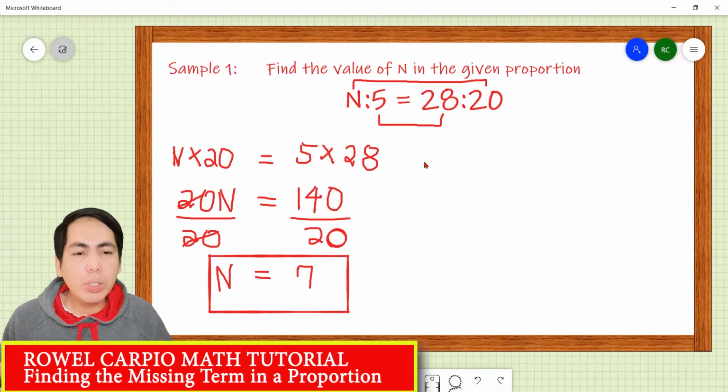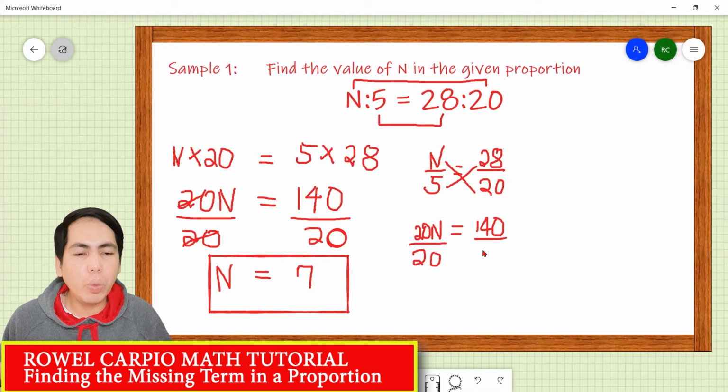If we are also using our fraction form, you have n is to 5 equals 28 is to 20. So 20 times n is 20n equals 5 times 28 is 140. To find the value of n, we have to divide both sides by 20. So 20 divided by 20 is 1. So 1n, or just simply write it as n. 140 divided by 20 is 7.